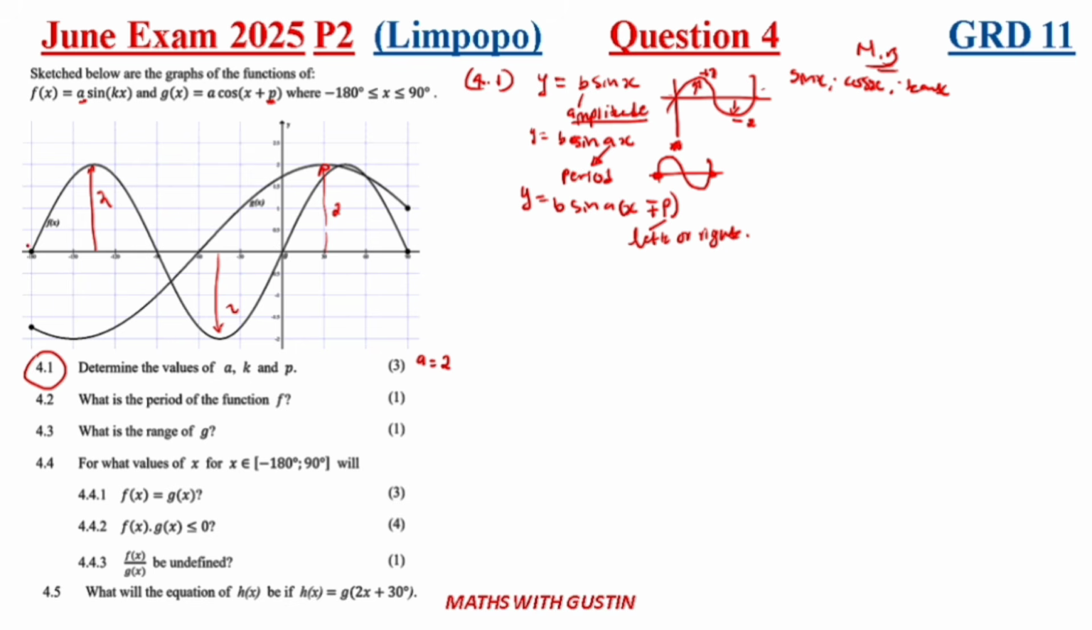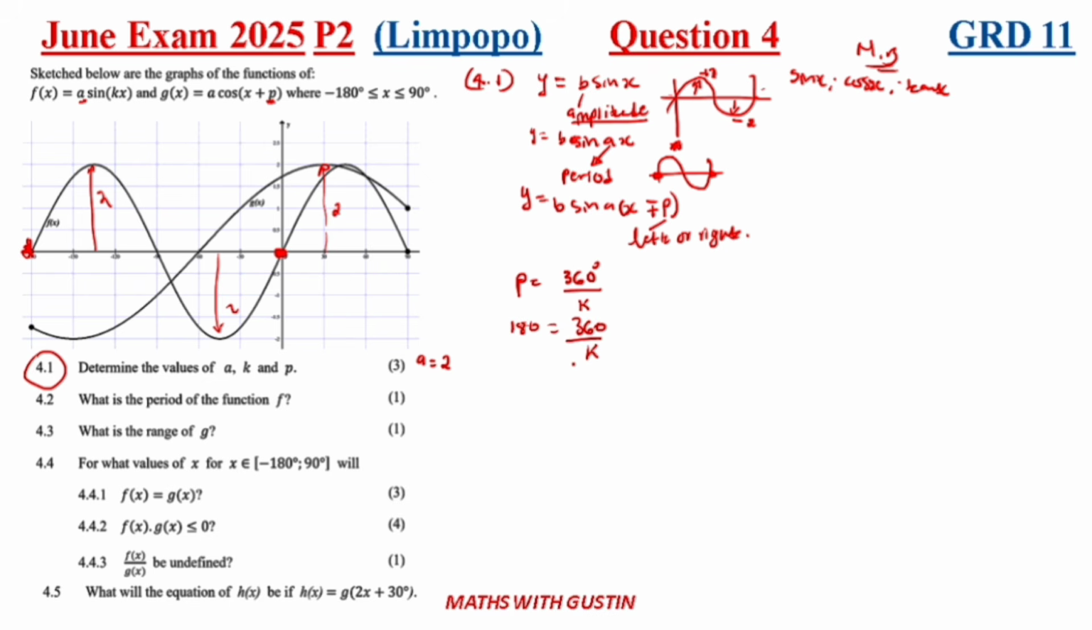How long does it take for it to complete a cycle? Let's start from here. It started from here, and then it goes around up until here. So it took exactly 180. So how was the period affected? So the period here is 180. There's a formula that says period is equal to 360 divided by k. So if the period here is 180, then what will k be?